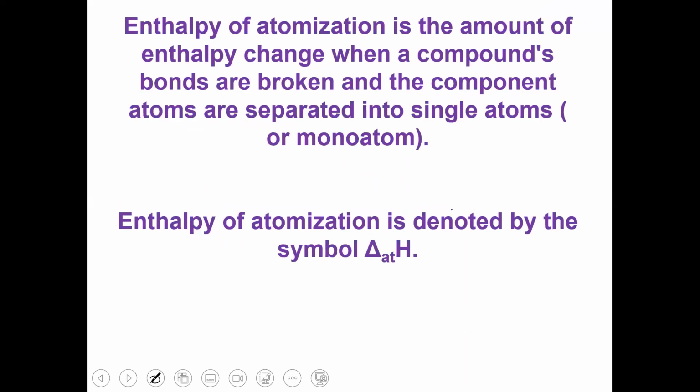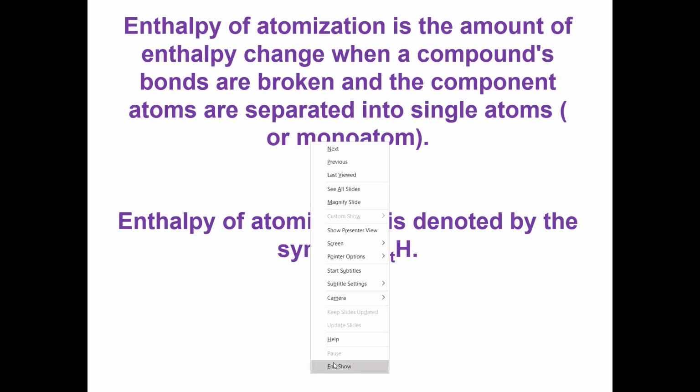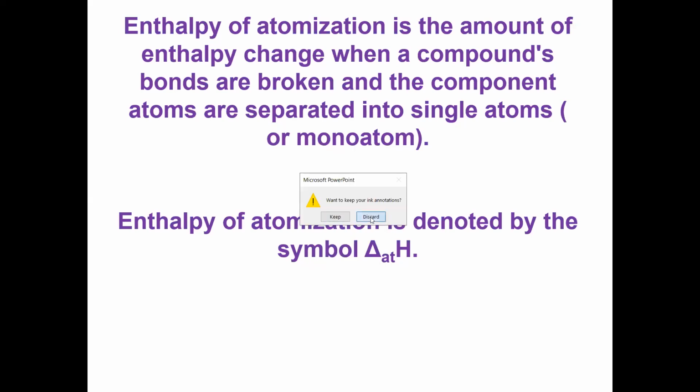Enthalpy change of atomization is the amount of enthalpy change when a compound's bonds are broken and the component atoms are separated into single atoms. And this enthalpy change is denoted by delta H atomization. So you have to look at the definition.